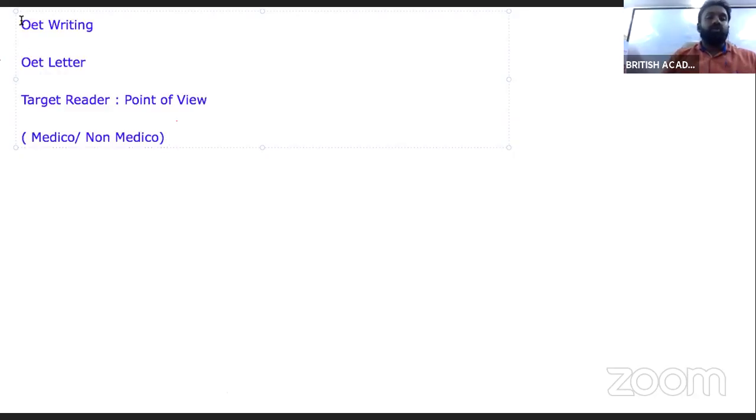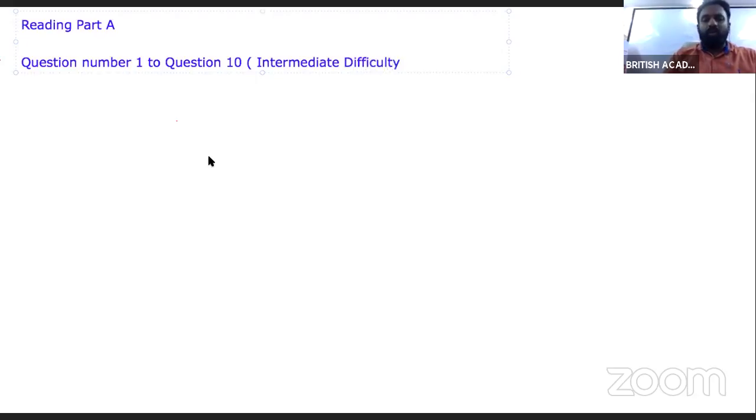Okay. Another crucial tip I want to discuss is for reading. Please understand, guys, this is from my experience; it is not part of OET or their assessment or questionnaire structuring. In reading part A, I have always found question number 1 to question number 10 to be of intermediate difficulty. It is not much difficult. You will be able to find answers quickly. It will not be that difficult.